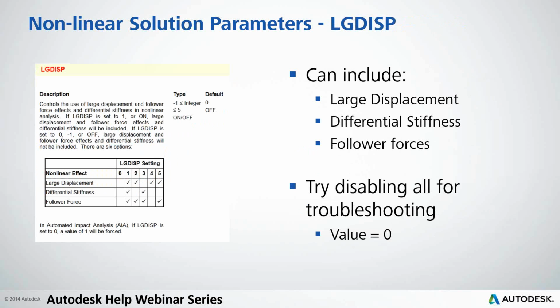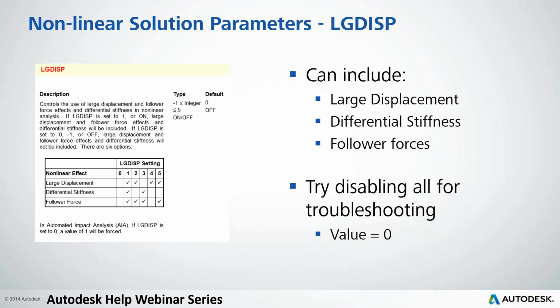One of the other parameters we can set here is LG-DISP, so large displacement. So we can try disabling this and setting the value to 0, and not accounting for any of the large displacements, differential stiffness, or follower forces in the analysis, and see if we get some better results there that'll help us troubleshoot the model a little bit more.